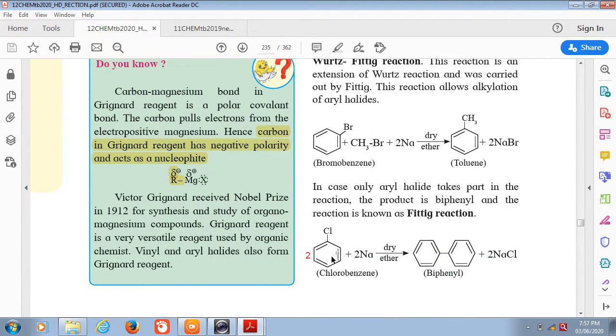But if we take only aryl halide such as chlorobenzene or any halobenzene as a reactant, they react with sodium metal in presence of dry ether. The Cl goes with Na and one phenyl ring reacts with another phenyl ring, like R reacts with another R, and it gives biphenyl as a product. Such a reaction is called the Fittig reaction.